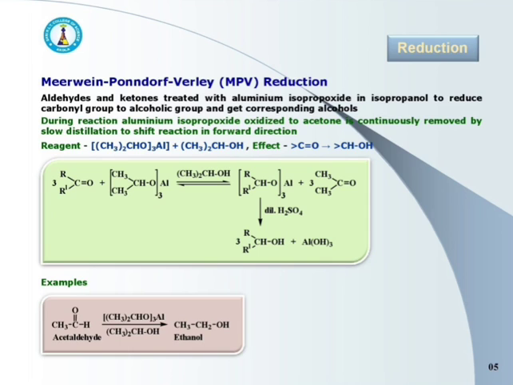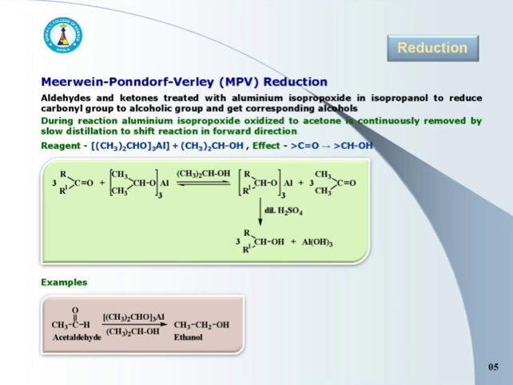Next is Meerwein-Ponndorf-Verley reduction, commonly called MPV reduction. Here, in case of MPV reduction, aldehydes and ketones, when treated with aluminum isopropoxide in isopropanol, the carbonyl group gets reduced to alcoholic group to give corresponding alcohols.